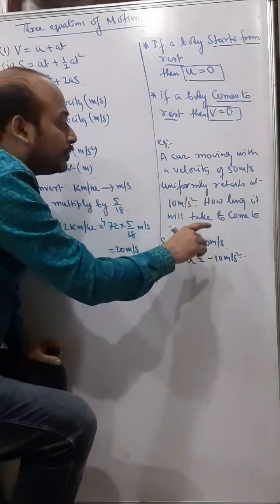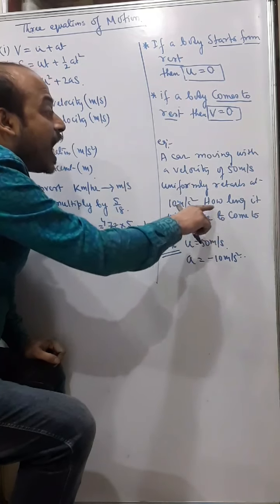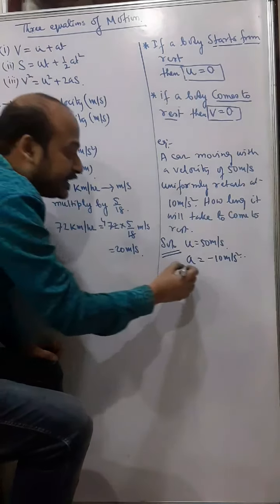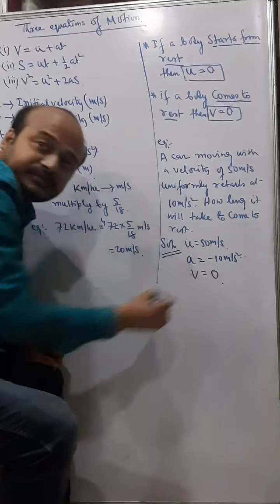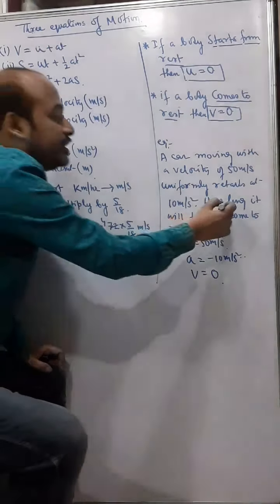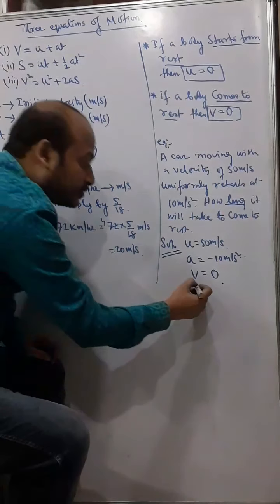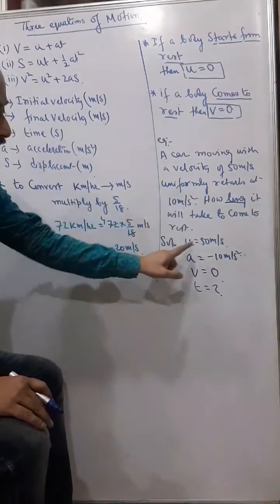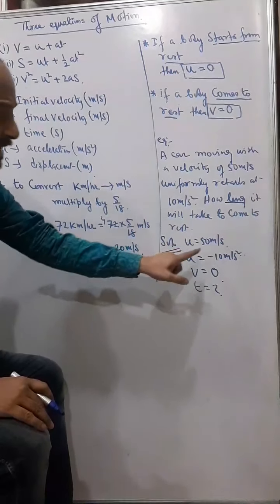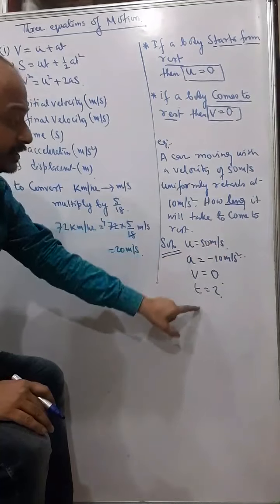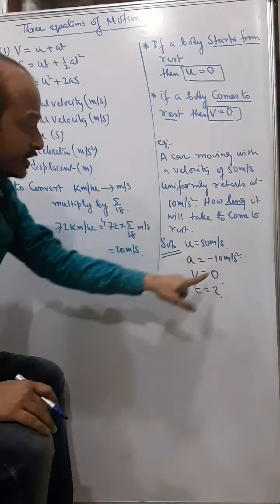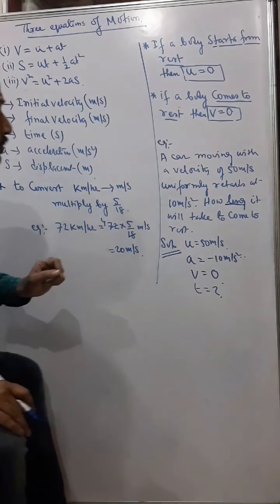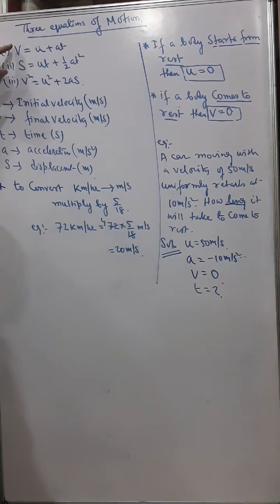And what I know, what I have to find: how long it will take to come to rest. That means its final velocity is 0. And how long means what you have to find? Time. So time is question mark. So you should follow this step: plotting in SI unit properly, like retardation is negative, v is rest, time is question mark. And now I will find out the suitable formula.